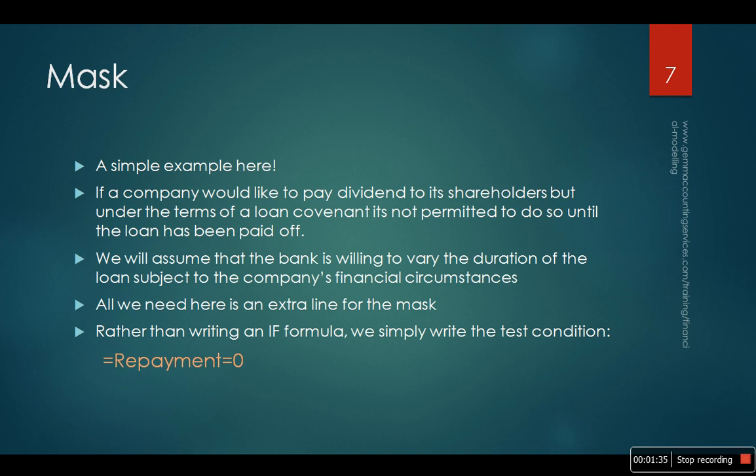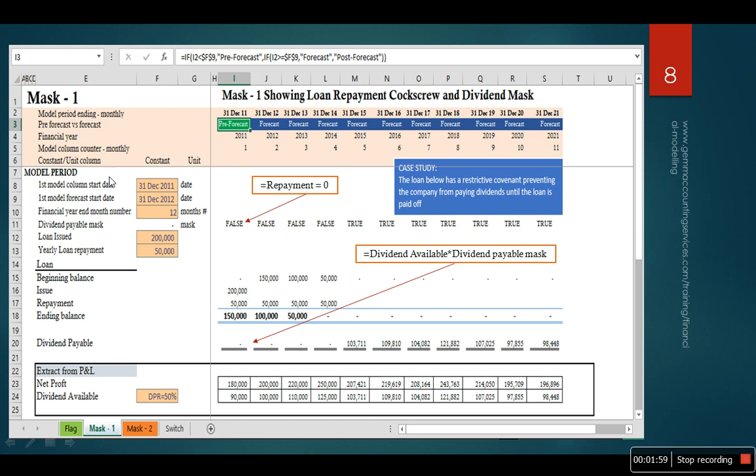Rather than writing an if formula, we simply write the test condition, that is, the repayment, is it equal to 0. So this is going to be the mask. The repayment, is it equal to 0. So this will be a logical test that we'll be carrying out. Alright, so we have a replica of that loan repayment.